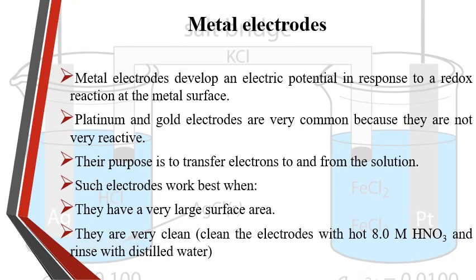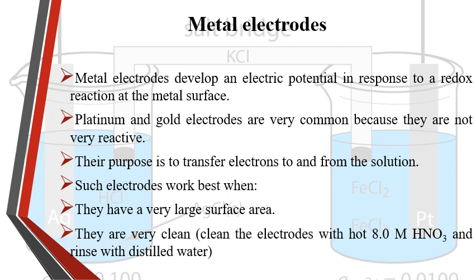Metal electrodes such as platinum or gold develop potential in response to redox reactions at their surfaces. These electrodes are often used in potentiometric measurements due to their ability to transfer electrons sufficiently. Metal electrodes develop electric potential in response to a redox reaction on the metal surface. Platinum or gold are used as the metal indicator electrodes. These are very similar indicator electrodes. The main disadvantage is that they are not very selective.